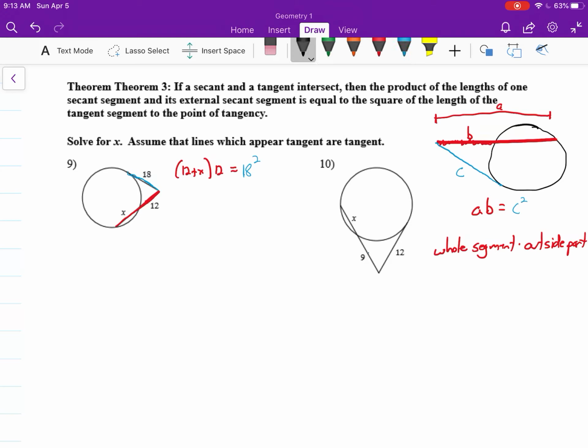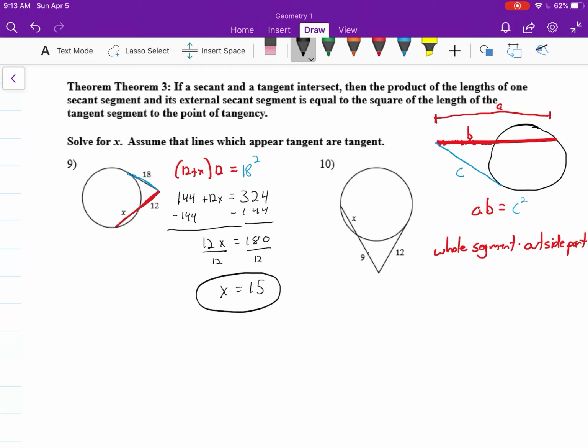All right, let's go ahead and solve. We distribute the 12, that's 144 plus 12x. 18 times 18, I believe, is 324. And then we subtract 144 from both sides, and we get 180. 12x equals 180. Divide both sides by 12, and we get that x is equal to 15. So x equals 15. And you can use that concept to solve those last three questions there.